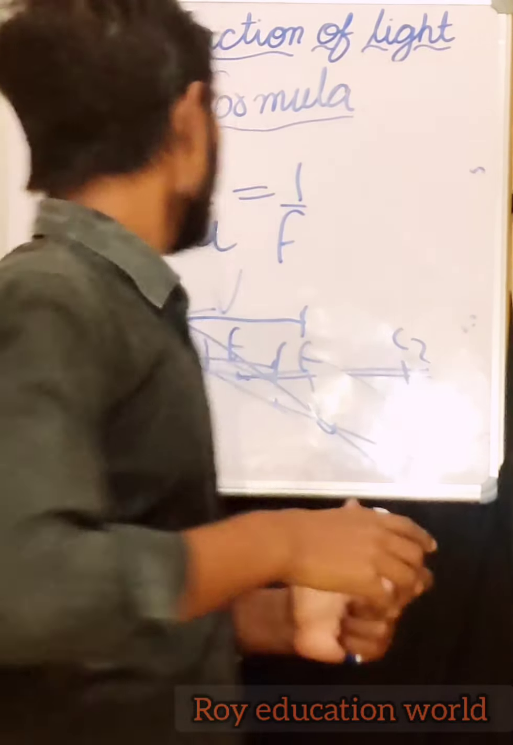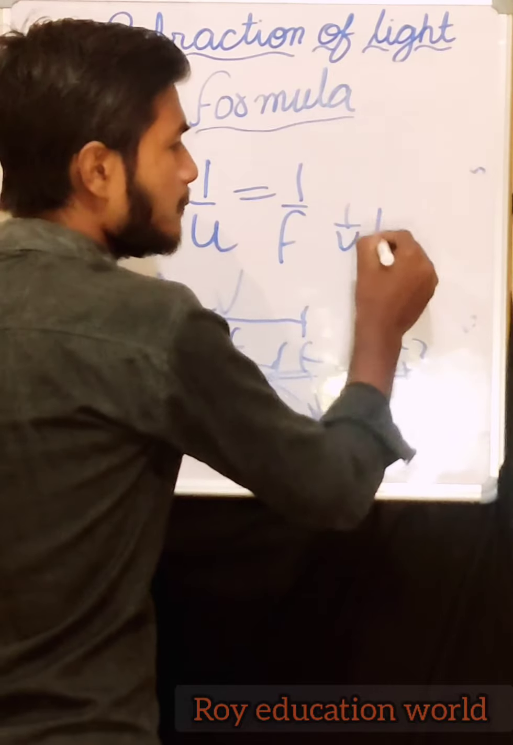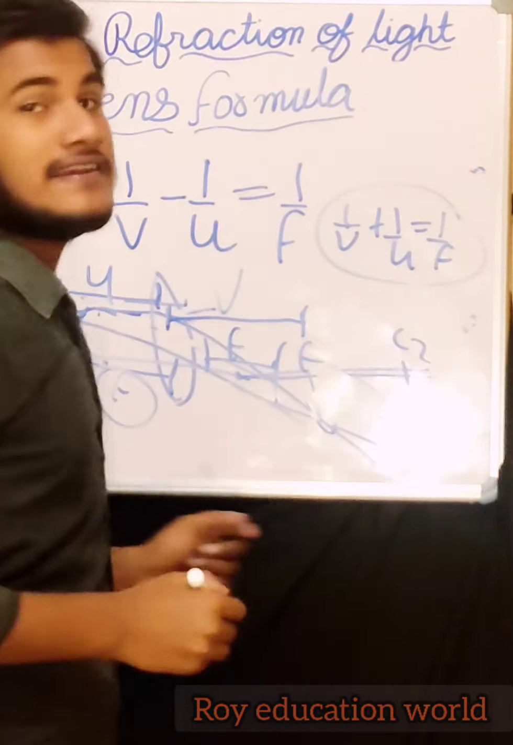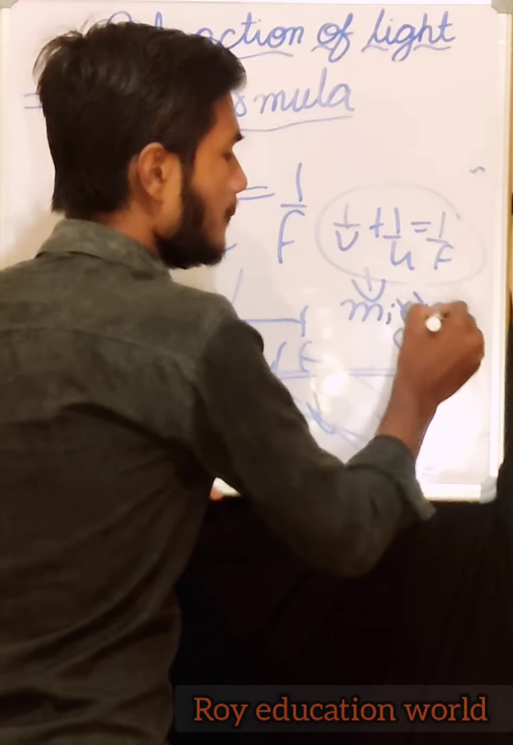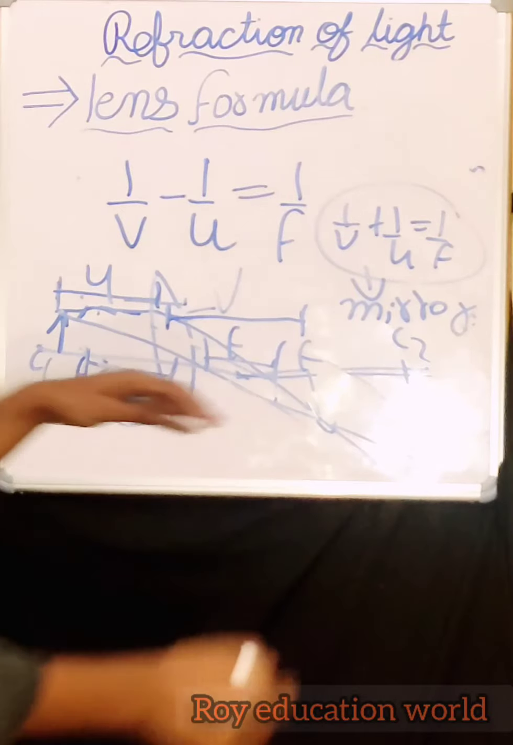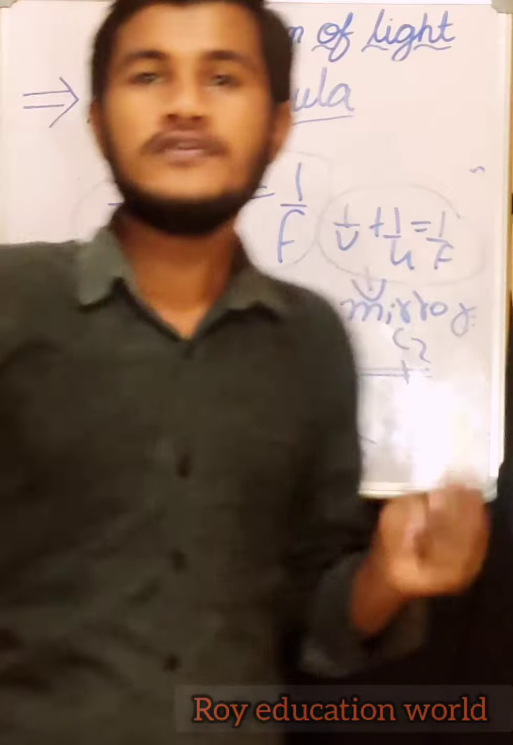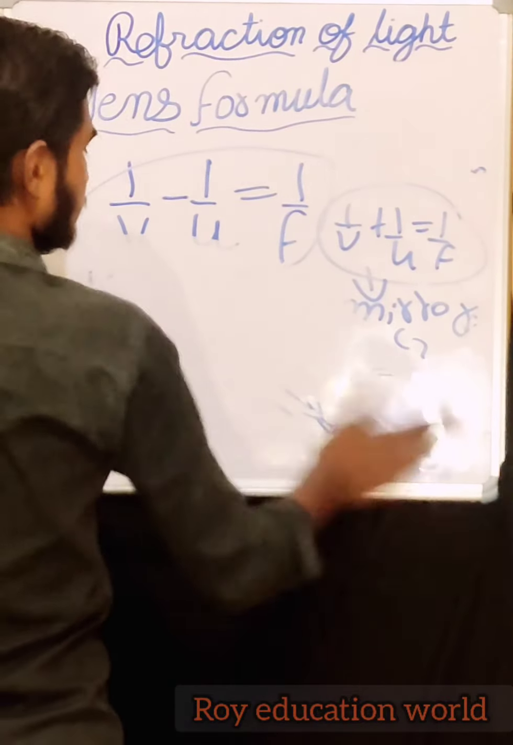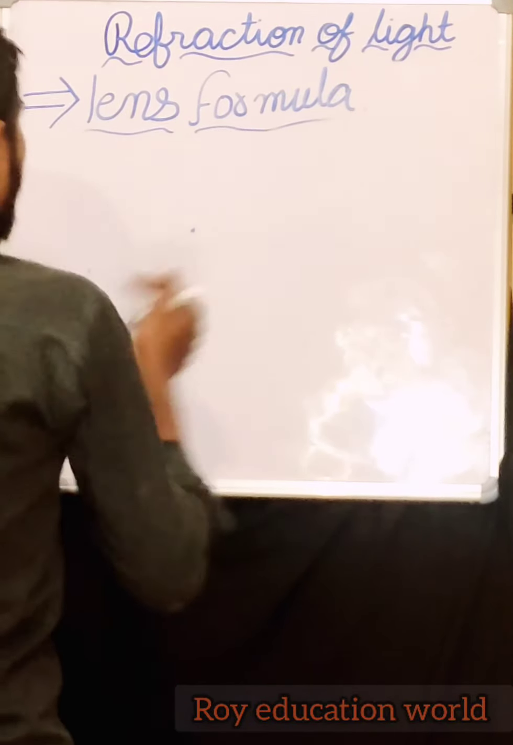Let us know the relation. In the case of a mirror, the relation is 1 by v plus 1 by u equal to 1 by f. This is the relation in case of a mirror, but in case of a lens, this is the relation. Let us see with an example.